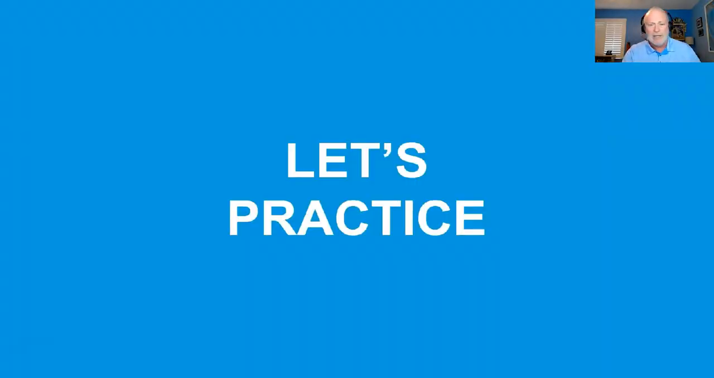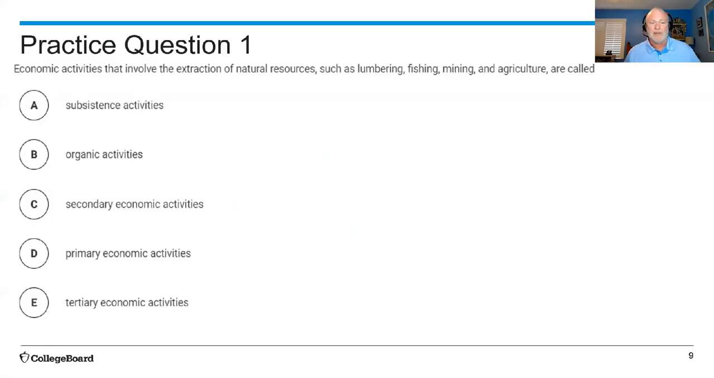So let's practice. We can have a couple of MCQ items here. And this one's pretty straightforward. We basically talked exactly about these kinds of jobs: economic activities that involve the extraction of natural resources, lumbering, fishing, mining, agriculture. What are those called? Now, clearly, we just talked about it. I'm sure you remember. The answer is that these are primary economic activities.